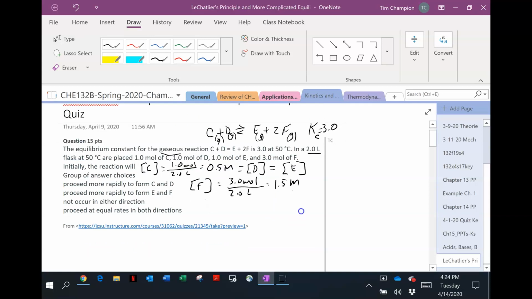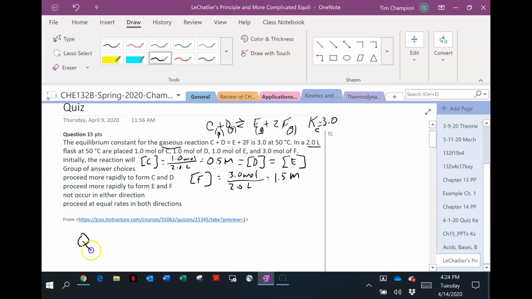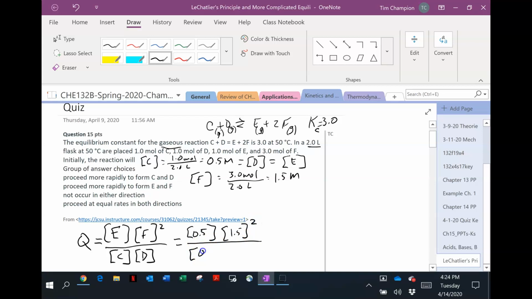So what we're going to do is calculate the value for Q. For this equilibrium, Q is the product concentrations, E to the first and F squared, and then C is going to be on the bottom to the first, and D is on the bottom to the first. Products over reactants, everybody raised to their coefficient. Now if we use the values that we have here, E is 0.5, F is 1.5 and that's going to be squared, C is 0.5, and D is 0.5.